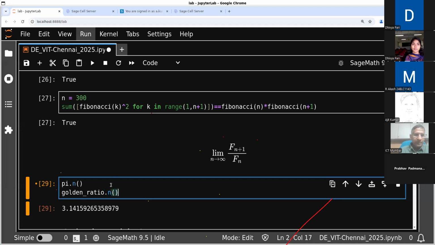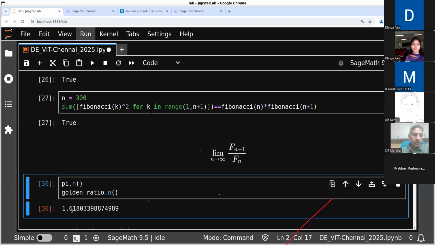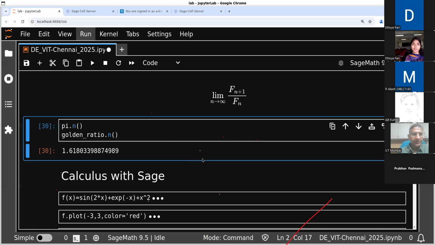Let me find the numerical value of this. This is 1.6180 and so on. You can look at what are the applications of golden ratio in nature. You will come across several.